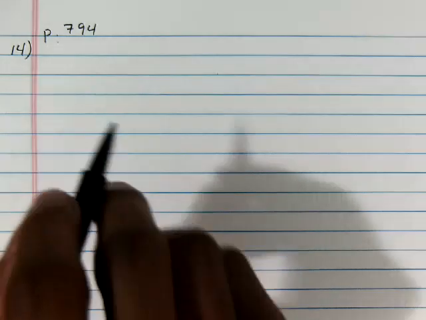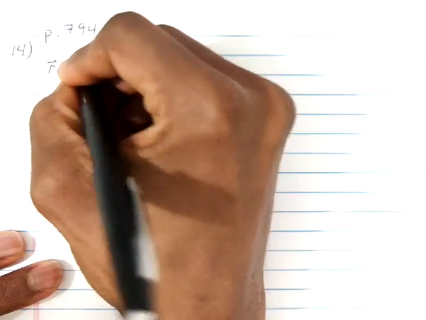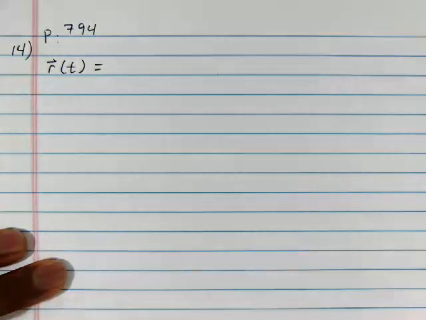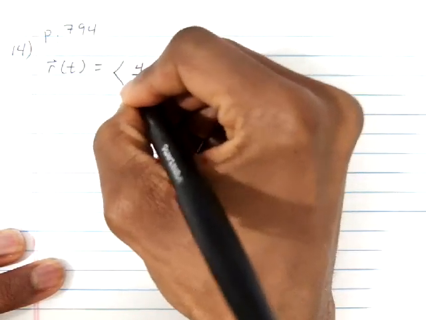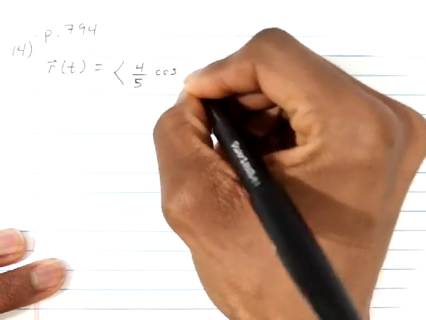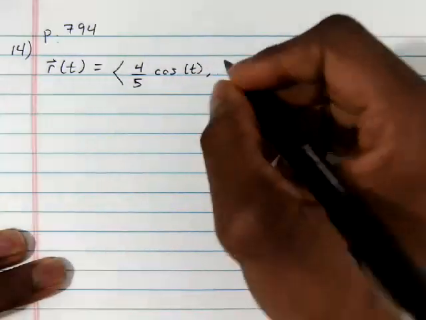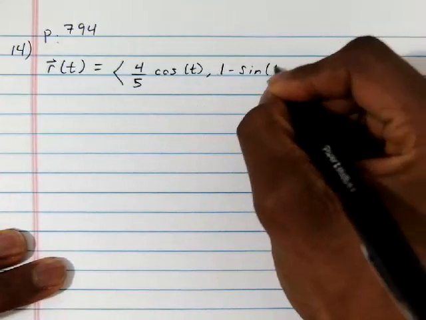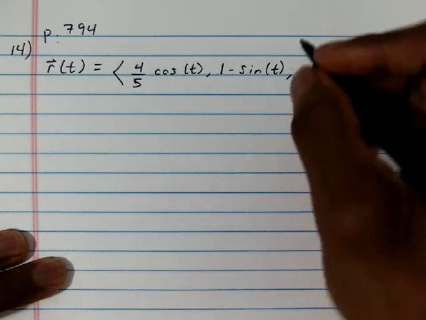in exercises 11 through 15, find the tangential and normal components a sub t and a sub n of acceleration. And they give us that our vector function is r of t equals a vector whose first component is 4/5 cosine t. The second component is 1 minus sine t. And the third component is negative 3/5 cosine t.